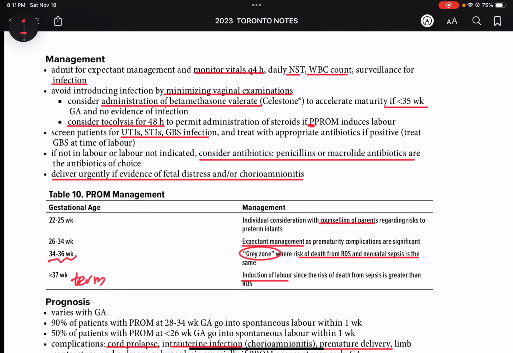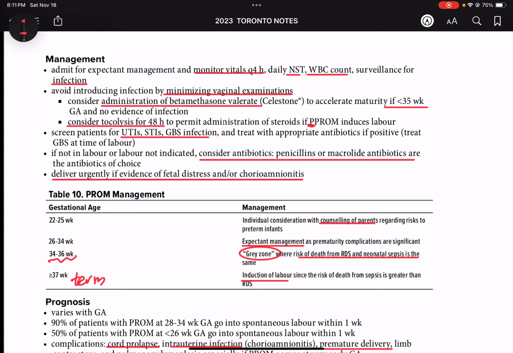How would you manage? There's rupture of membrane, right? So expectant management. Monitor the vitals every 4 hours. Daily do the non-stress test on the baby and WBC count, and you just have to make sure that you are preventing any sort of infections. How do you do it? You minimize the vaginal examinations. And if there is a rupture of membranes, you would want to administer steroids to the baby.